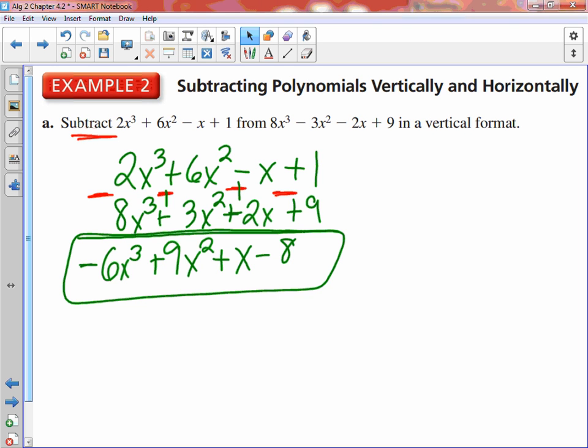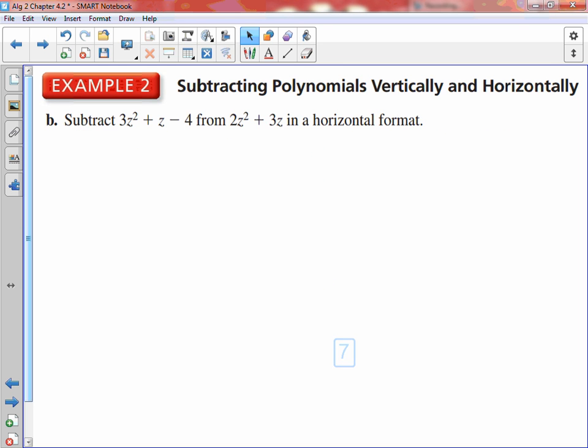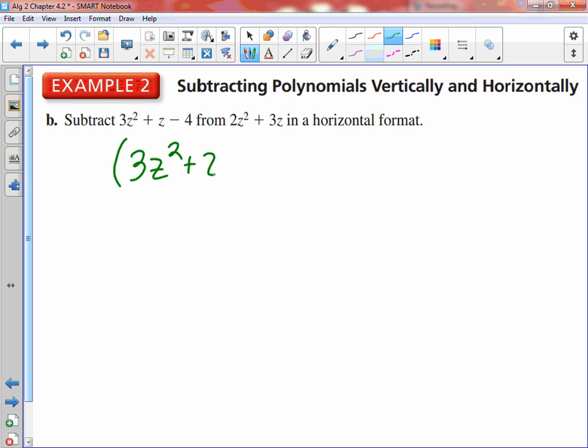Questions on this one here? We're good with that there. Let's look at horizontal. So again, I'm going to put the parentheses, 3z squared plus z minus 4 minus 2z squared plus 3z. So this is very similar to what we did first with addition, yes? We put them both down, we had an addition sign in the middle, and we put up the parentheses.